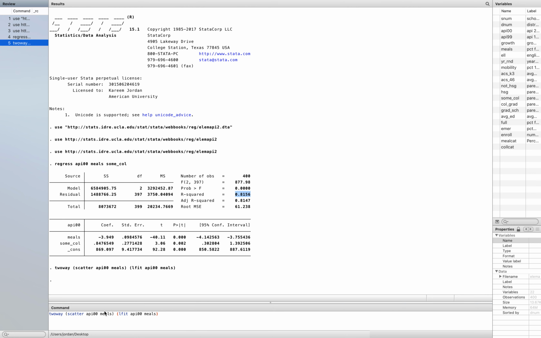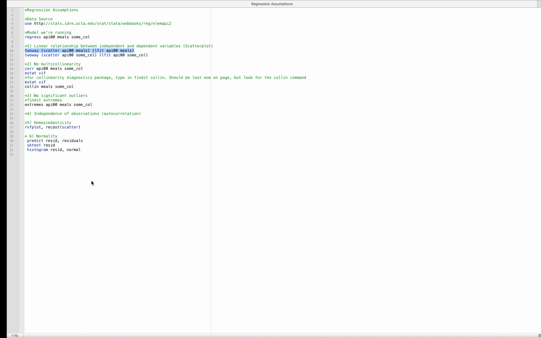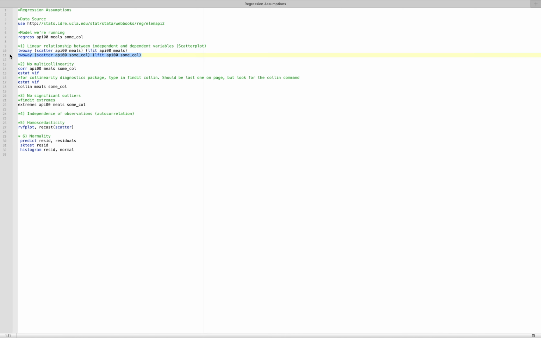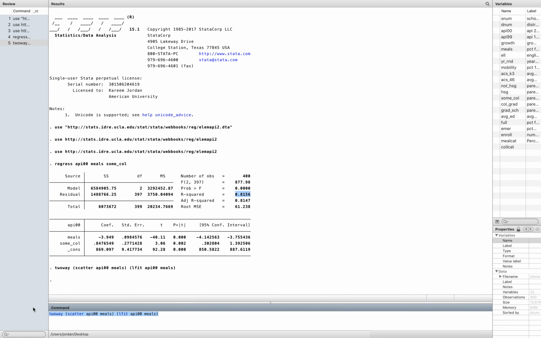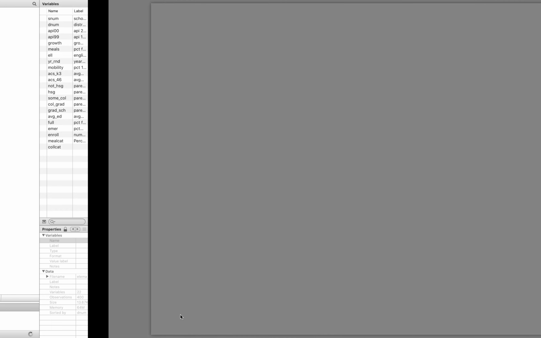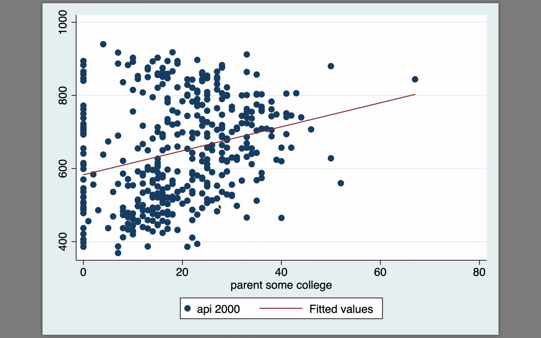So if we do the same thing but swap out meals for... actually, let me just go to here. So again, we have the same syntax, but we just swapped out meals for some college. You see there is a linear relationship here also.